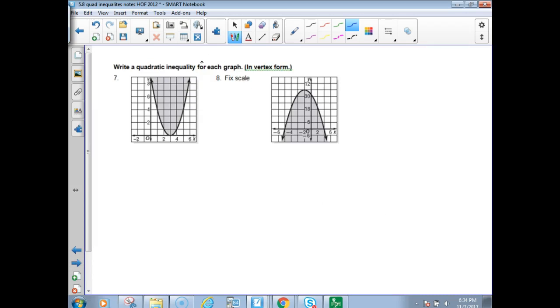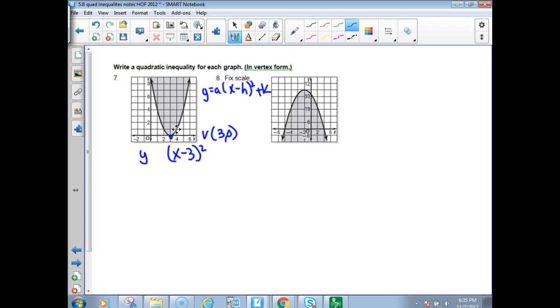Next, 7, it says write a quadratic inequality for each graph in vertex form. So we find the vertex. This has a vertex at 3, 0. Vertex form is y equals a times x minus h quantity squared plus k. This thing says to fix the scale on number 8. I'll fix it for you momentarily. We do have a point on the parabola right up here at, well, 3, 0 is our vertex. So y is something, and then I'm gonna put the inequality in second. It will be x minus 3 quantity squared.